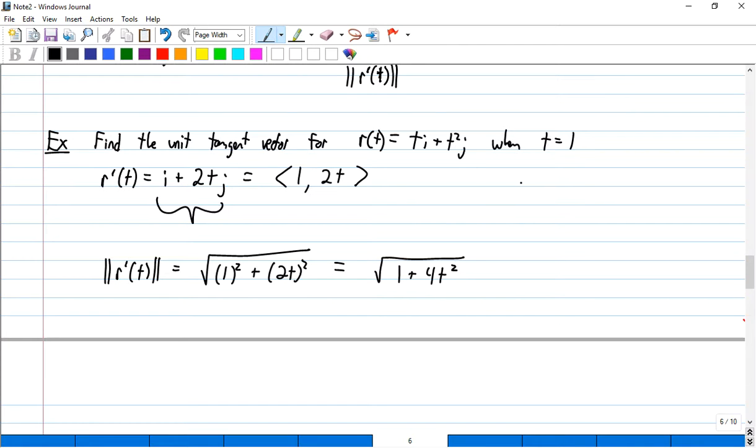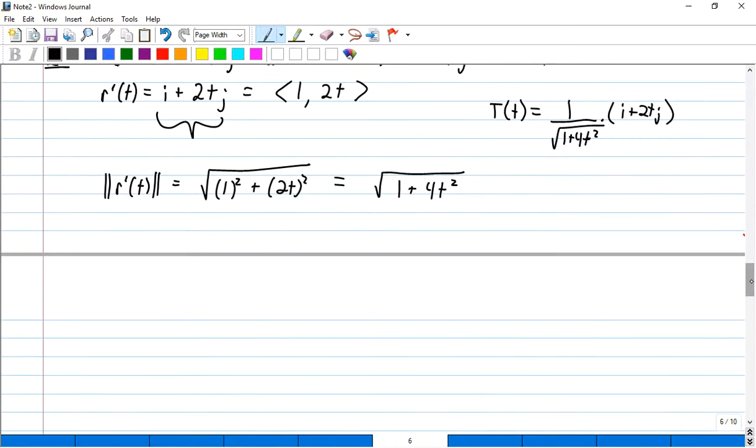Alright, so my unit tangent vector without plugging anything in, capital T of little t, is equal to 1 over the square root of 1 plus 4t squared times i plus 2tj. And you might see this written in the numerator, but this is kind of related back to the notation that we used whenever we found unit vectors. It's really this times this, but it means the same thing if I write it in the numerator or not.